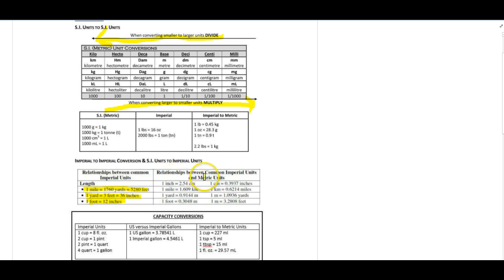Now, at this point, we don't need to worry about the rest of the sheet down here. We'll get there, but we're not there yet. So just those two pieces that I talked about. Let's go to example number 1.